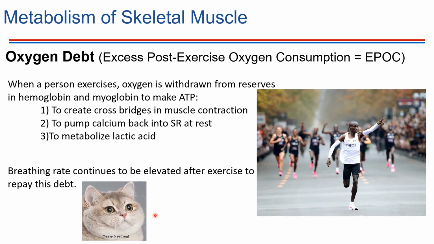Remember, hemoglobin has 4 different heme groups on it. Normally we're just taking off 1 oxygen at a time. But as you start exercising really heavily, you may take off a second or possibly even a third. Hardly ever does it get all 4. But you're going to start to go into your reserves a little bit. So after you're done exercising, that's why you're breathing heavy, to replace that oxygen.